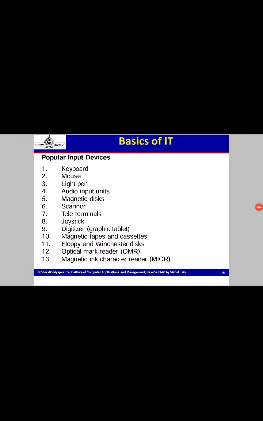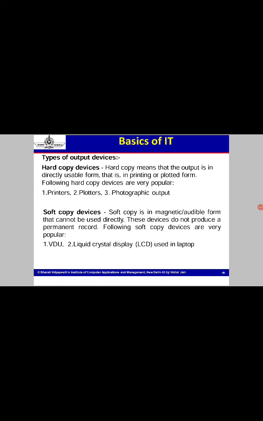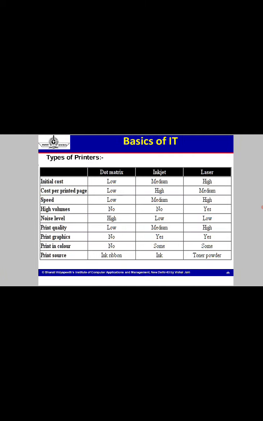Similarly, different types of output devices are also available. Hard copy devices means printers. Different types of printers are available: printers, plotters, photographic outputs. Soft copy devices are also available, in the form of magnetic and audio devices. Videos means screens, liquid crystal display, laptops, like that.